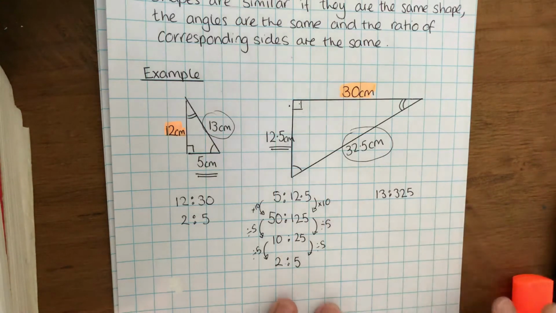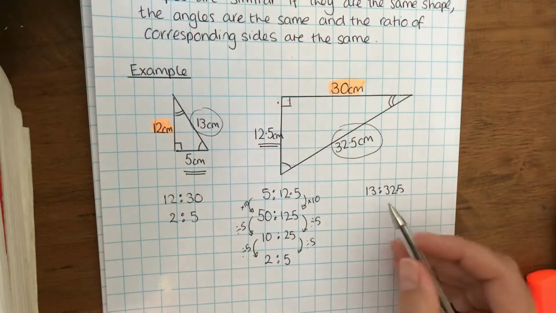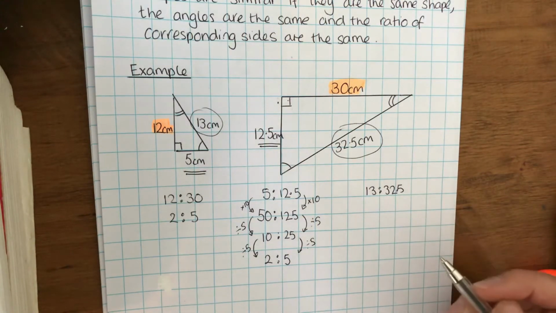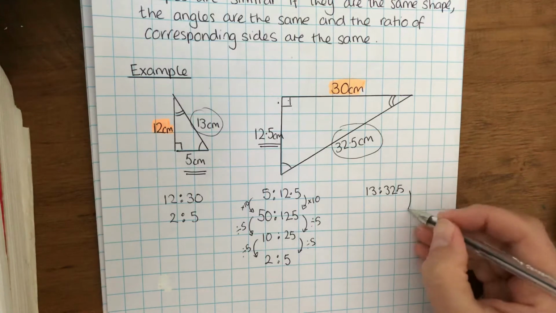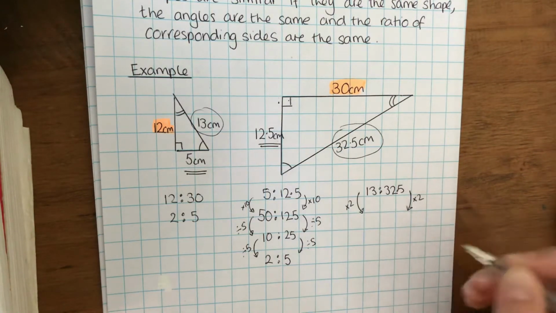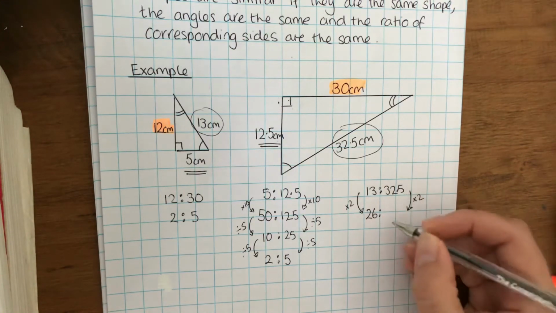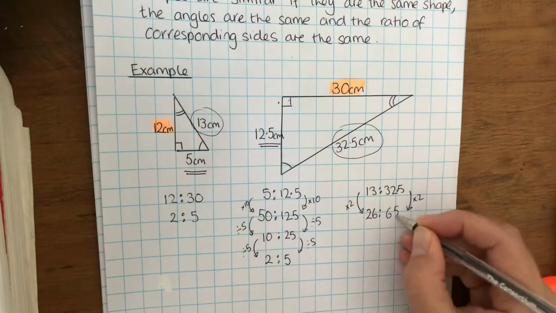Now I could times by 10 here, but I'm going to end up with 130 and 325. So actually on this one, I'm just going to make it a little bit easier by just multiplying by 2. And that'll get rid of the decimal. So that's 26 to double 32.5 is 65.